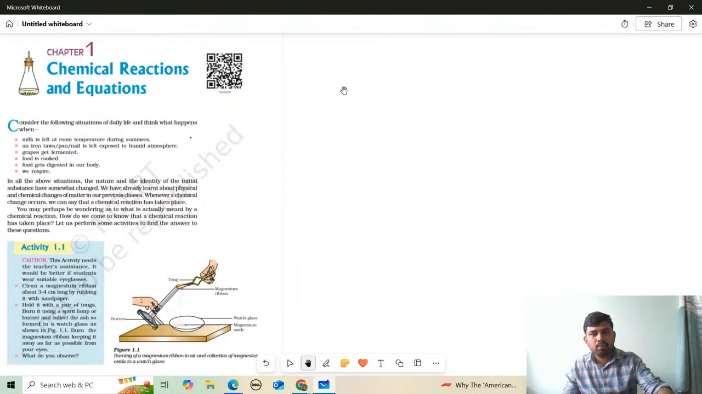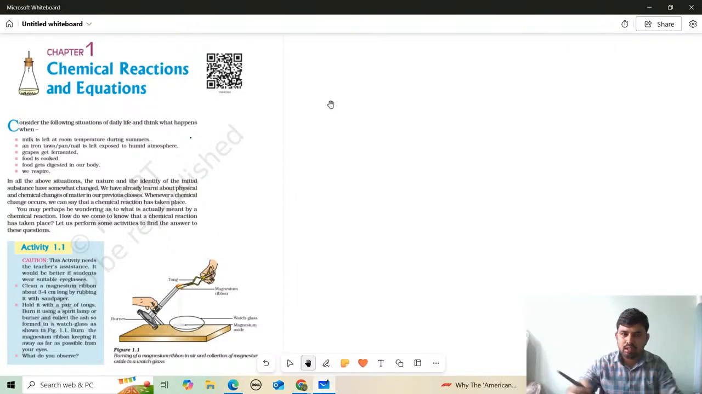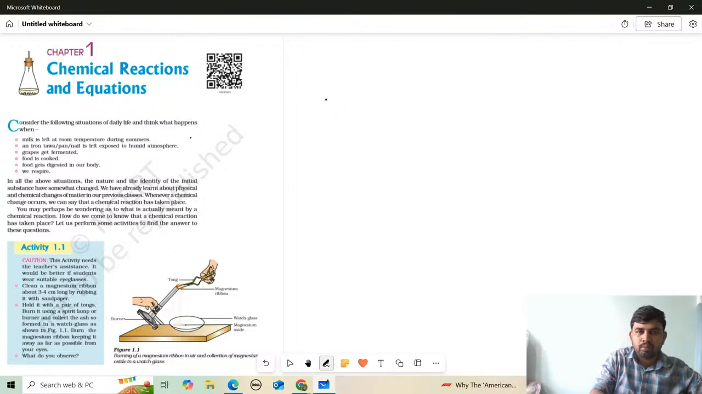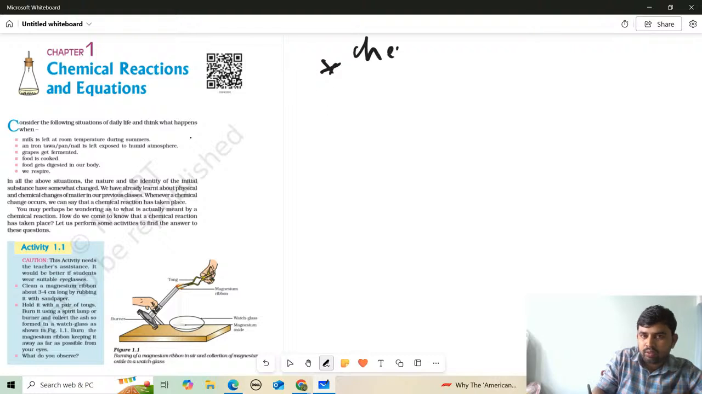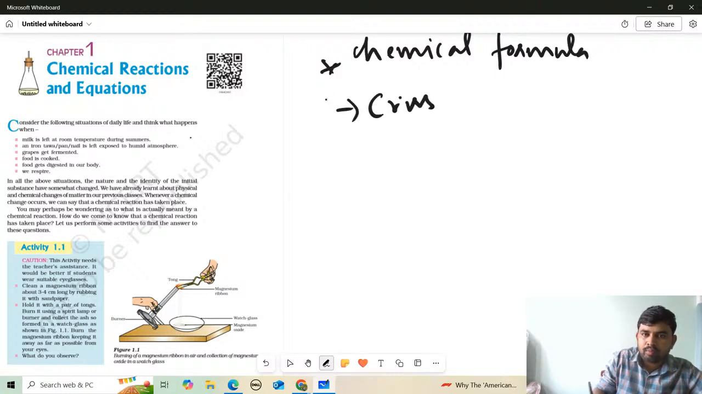So mainly in these chapters, you should know certain things before getting to the chapter. First thing you should know is what you mean by chemical formula, and how to write a chemical formula. In ninth class, there is a method called the crisscross method.